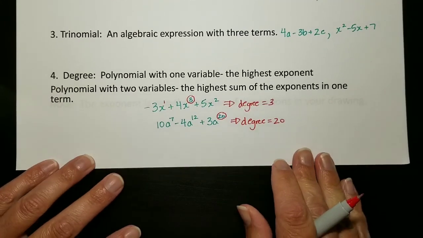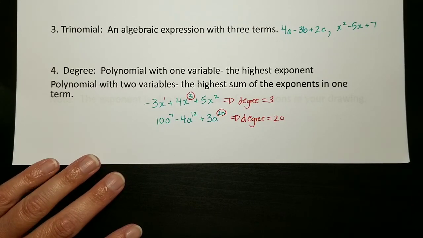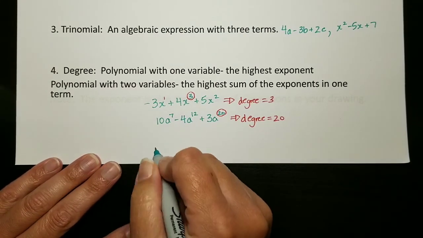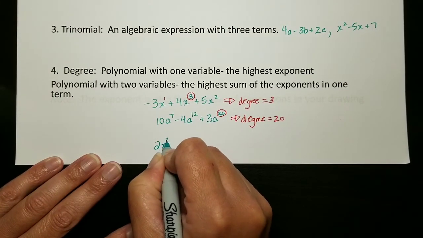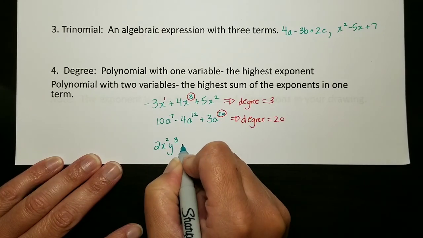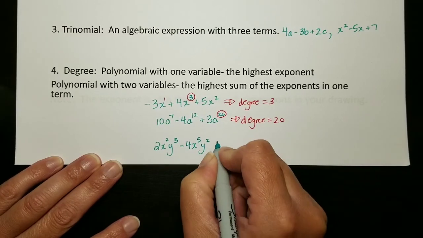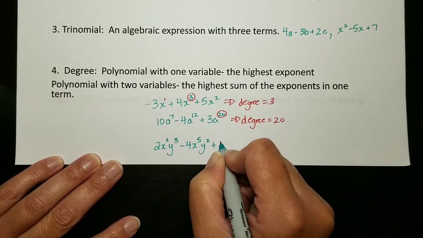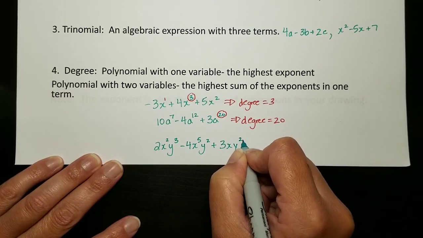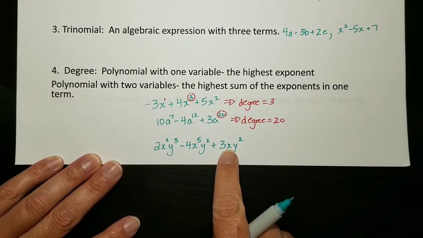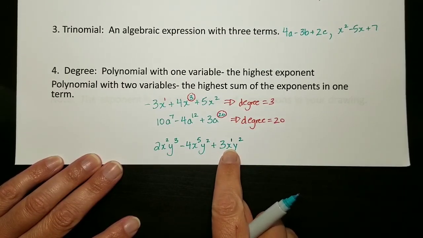The one trick with this is if you happen to have multiple variables, so different letters, in an expression. So one example that I might do, what if I had 2x squared y cubed minus 4x to the 5 y squared plus 3x y squared. Now remember, if we don't have a variable or an exponent on our variable, it's just a 1. There's just one x there.